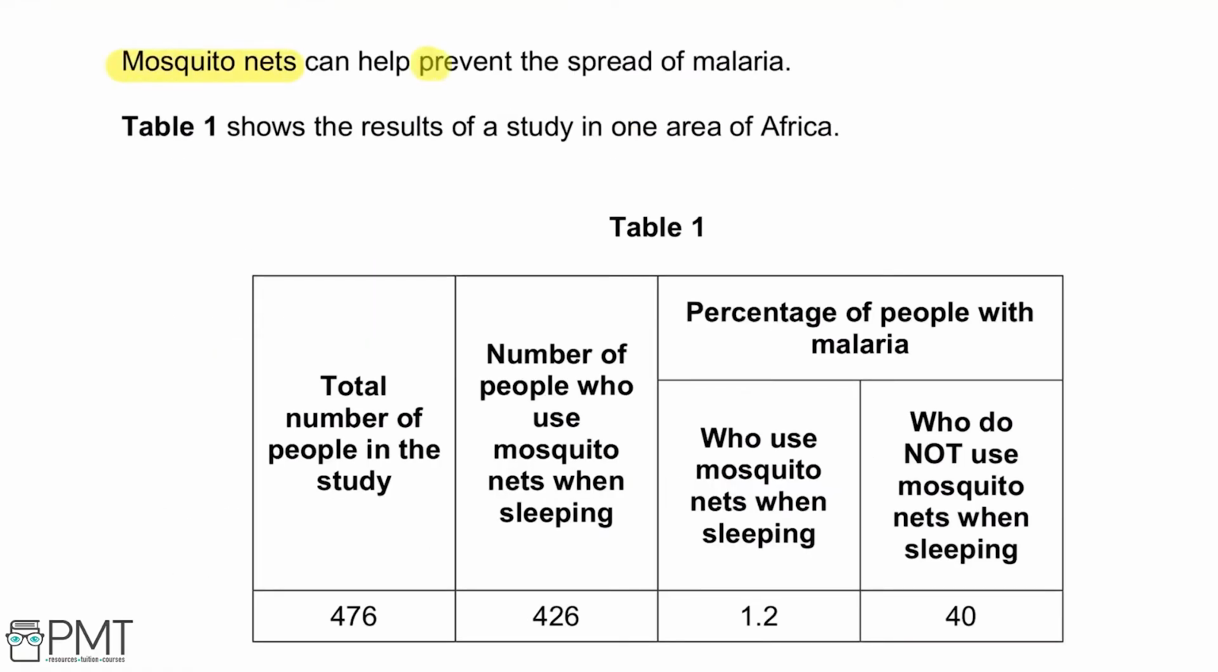Mosquito nets can help prevent the spread of malaria. Table 1 shows the results of a study in one area of Africa. So here's Table 1, the left-hand column says the total number of people in the study, so that's everyone involved. The next one is the number of people who use mosquito nets when sleeping. And then the next one along is the percentage of people with malaria, and it's divided into those who use mosquito nets when sleeping and those who do not use mosquito nets when sleeping.